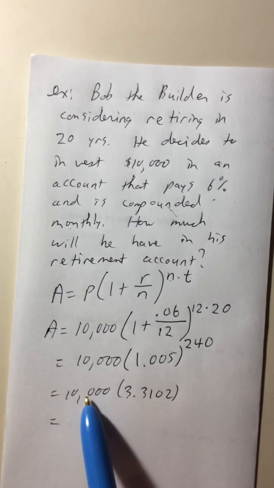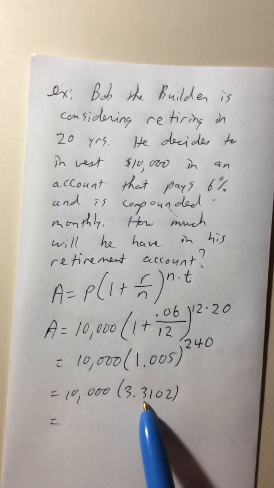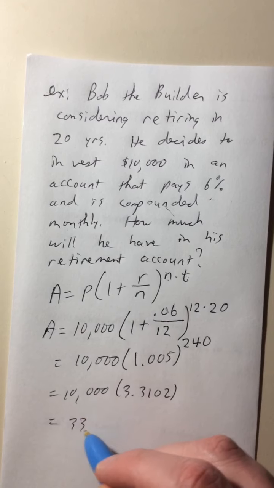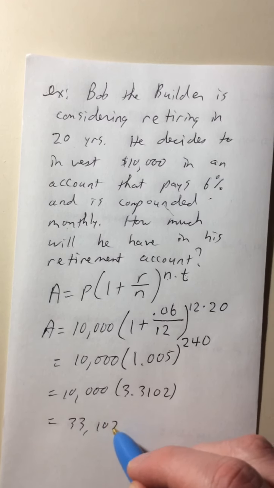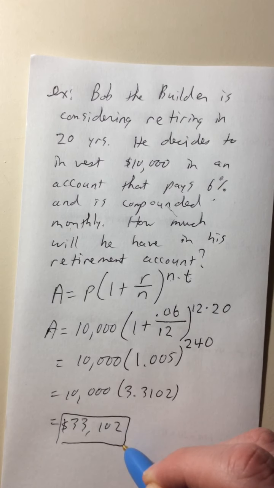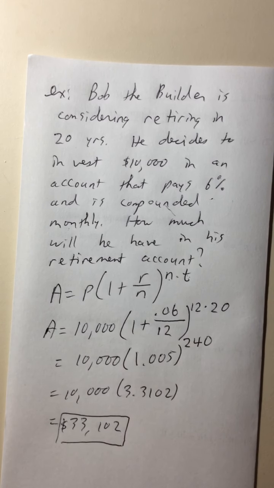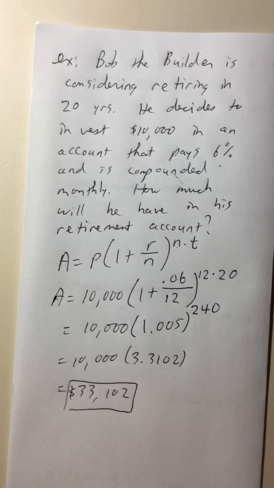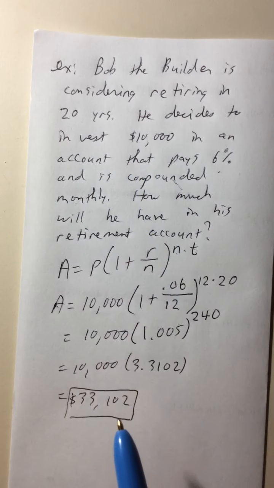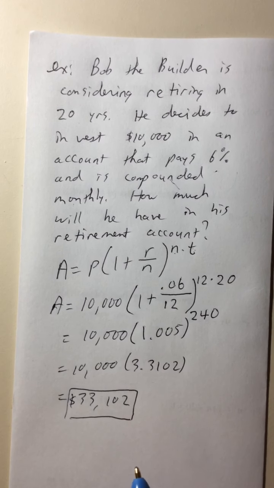We've got 4 zeros, so move the decimal place 4 times. So we got $33,102. So Bob the Builder is going to have $33,102 at the end of his 20 years of investing. So he just drops the money in there, $10,000, keeps working for 20 years, comes back 20 years later, and he's now got $33,000 in his account. So there you go. There's exponential growth.